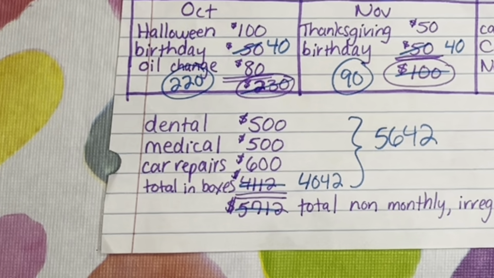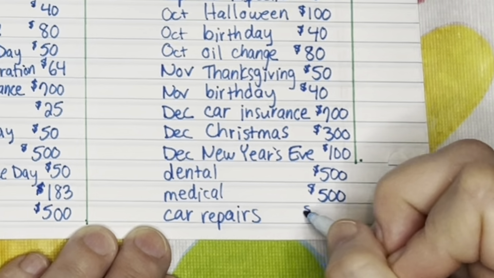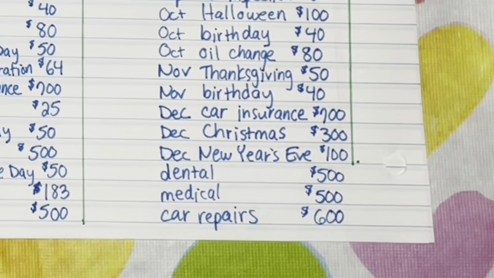At the bottom of the sheet of paper in her annual budget, she wanted to budget for dental, medical, and car repairs, but she doesn't know when those are going to occur, so she just wrote them as separate categories, and we'll list them on the other sheet of paper just at the bottom.